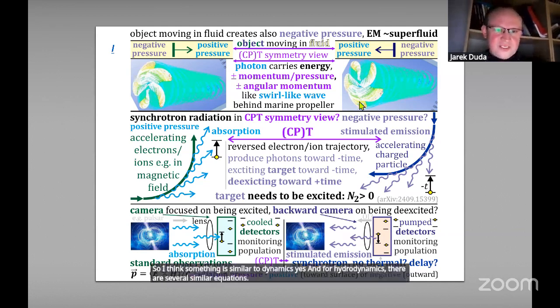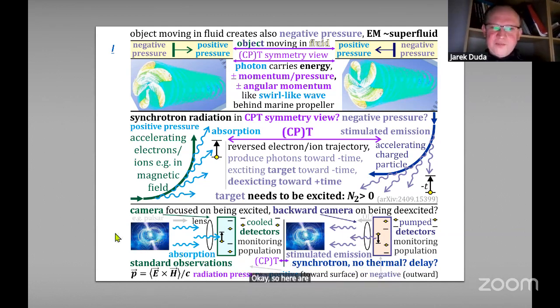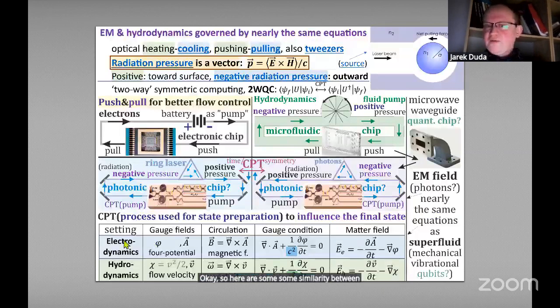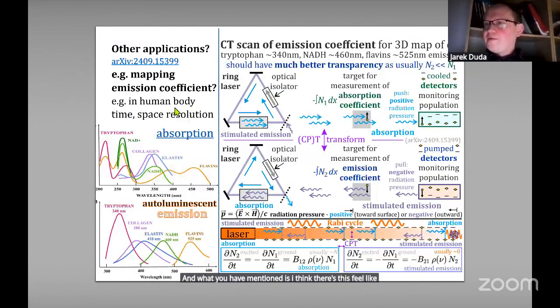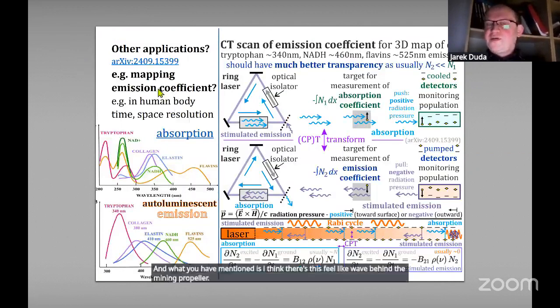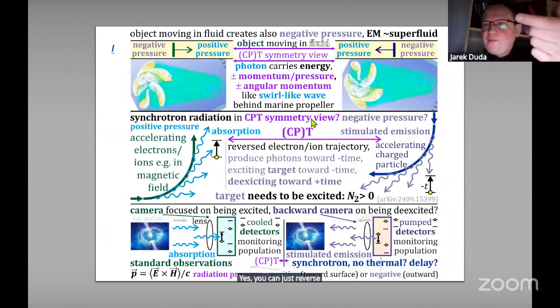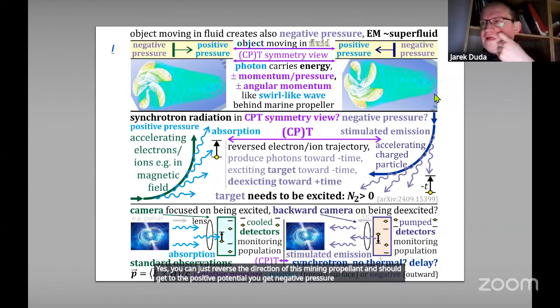So okay, here is some similarity between thermodynamics and hydrodynamics. Especially for superfluid, the equations are very similar. And what you have mentioned is, I think, this sphere-like wave behind a marine propeller. Yes, you can just reverse the direction of this marine propeller, and you get positive pressure, you get negative pressure. So I think you could also do it with sound.